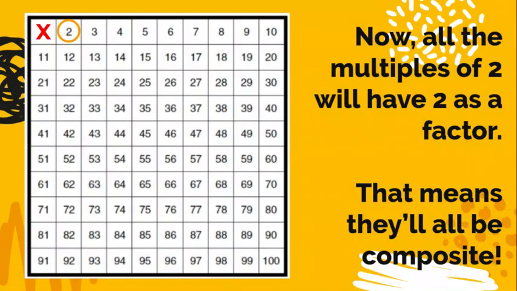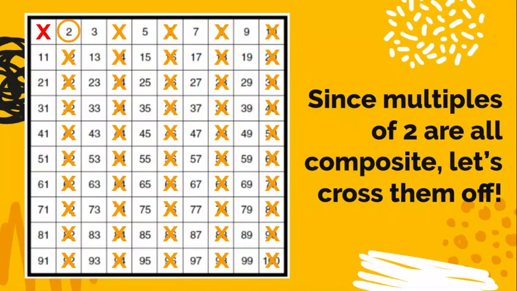Now here's where we get fancy. All the multiples of 2 have 2 as a factor. So think about some of the multiples of 2, like 4 or 6. All of those numbers are going to have 2 as a factor. So that means they're all going to be composite. None of them are going to be prime. So since all multiples of 2 are composite, let's cross them off. So I took the same color that I circled 2 with, and I crossed off all of my multiples of 2. So you might want to pause the video, take a minute to do that.